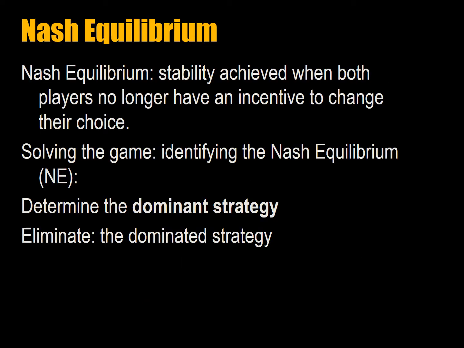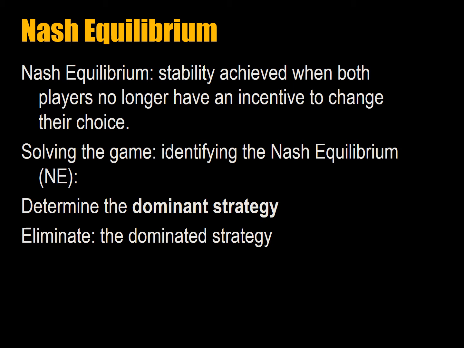So the Nash Equilibrium is a theory about a stability that's achieved when both players make choices, and after the choice is made, they no longer have any incentive to change their choice. So what we want to do is solve the game by identifying the Nash Equilibrium, because that's going to tell us about how the game is going to end.